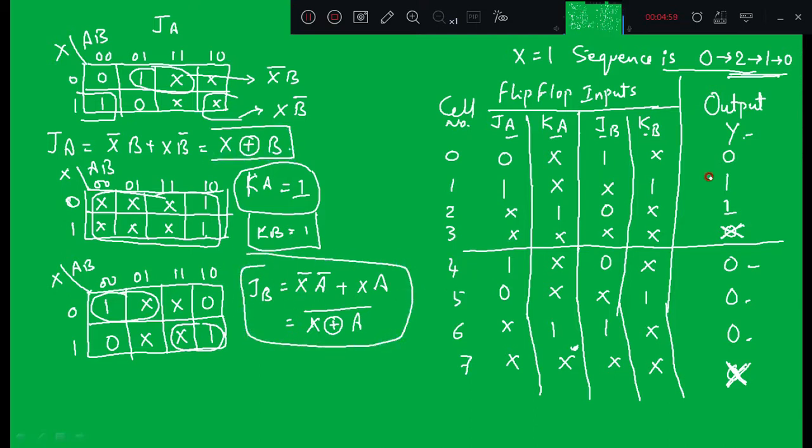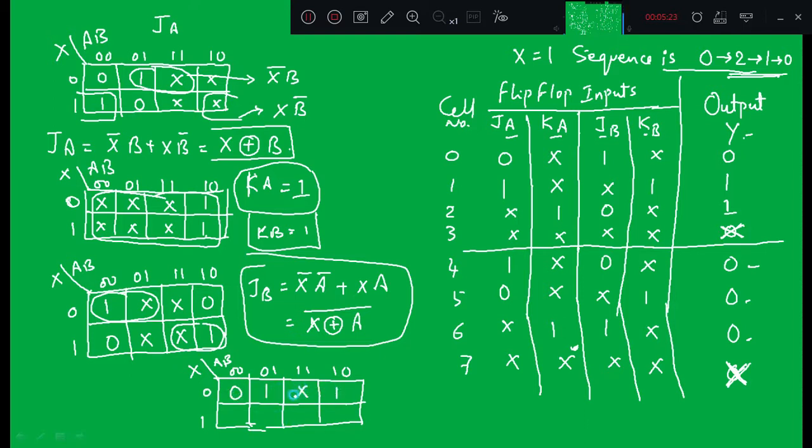Now the final K-map for the output, which is Y. This is the K-map for Y. 0, 1, 2 is 1, 3 don't care, 4 is 0, 5 is 0, 6 is 0, 7 don't care, right? So now this one can be combined with this don't care, and this one can be combined with the same don't care.